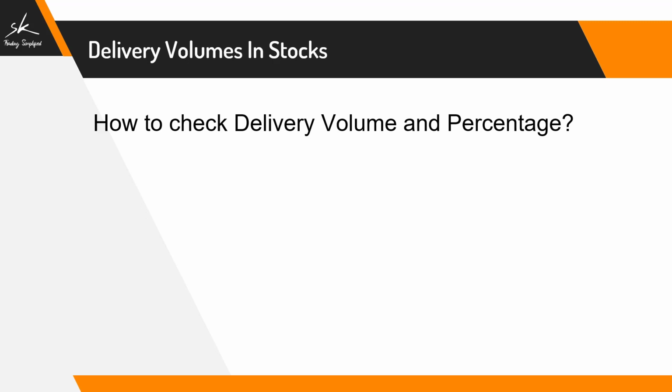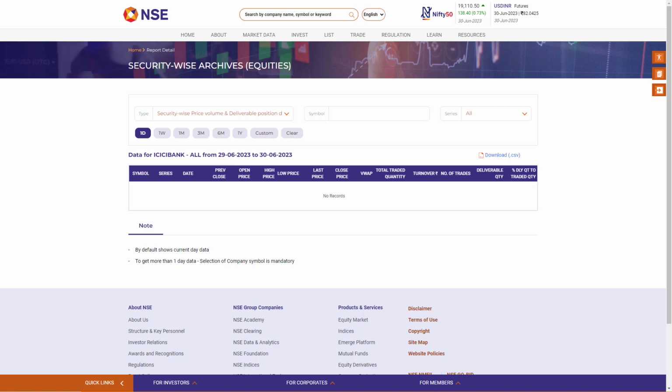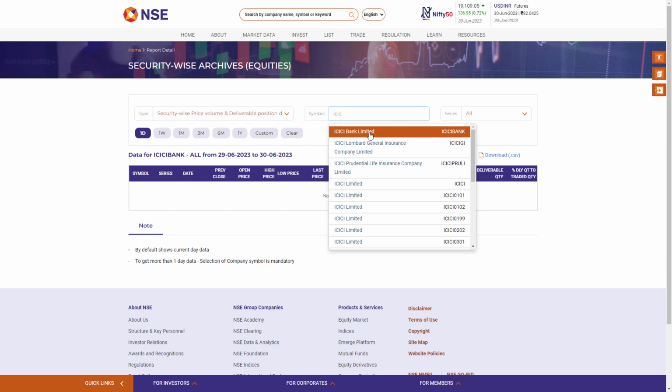How do I check the delivery volume and percentage? You can check it on the NSE website. The link is available in the description. Let's look at a few examples. After opening this website on your web browser, under type, you have to select security wise price, volume and deliverable positions. In the symbol column, you will type the symbol for which you need the information. So let's assume I want information for ICICI Bank, so I'll type it.